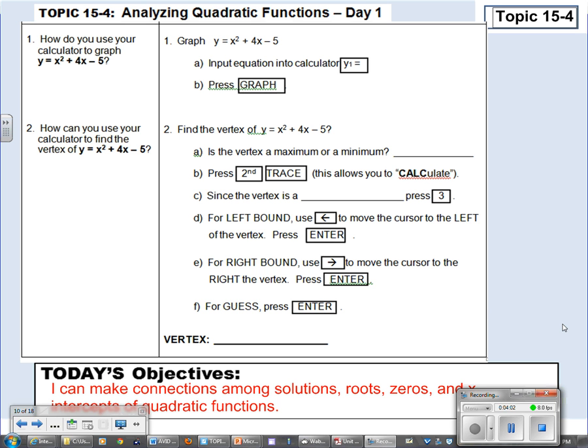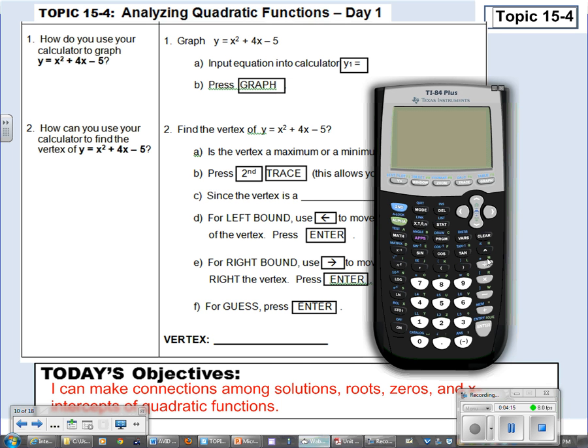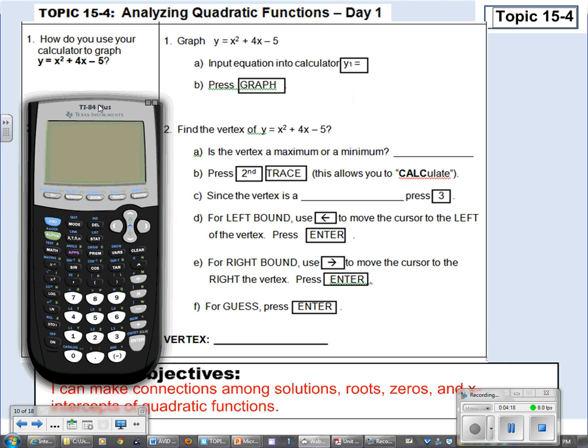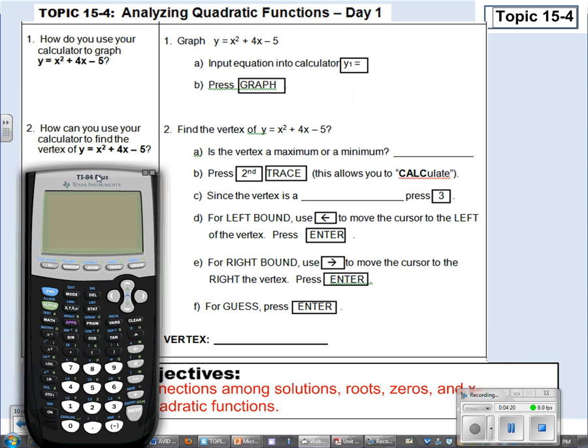Okay, so our topic for today, analyzing quadratics. And again, we want to make the connection among solutions, roots, zeros, and x-intercepts. So we're going to learn how to use our calculator to help us out with those kinds of things. We would need a calculator. And you will notice that the right-hand side gives you all the instructions on how you're going to use that calculator. So if you need to, you can make extra notes on the side if there's something that you need extra information on.